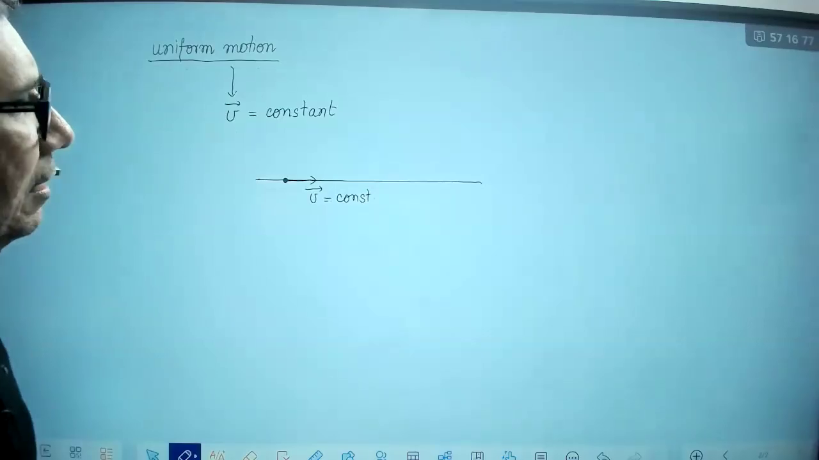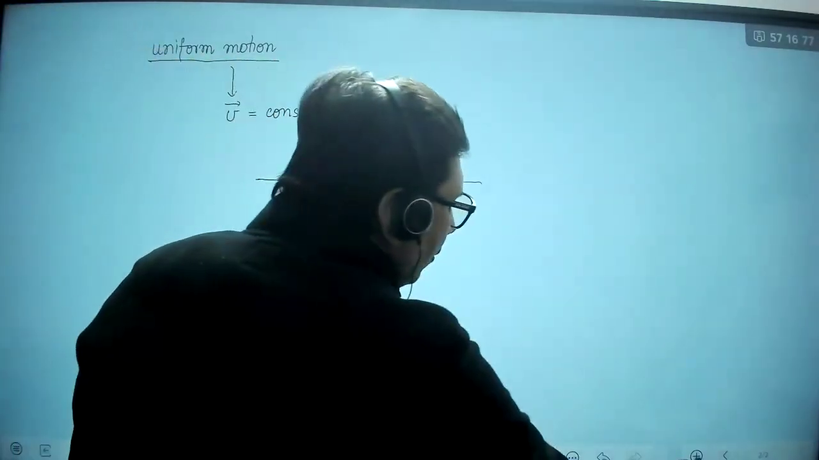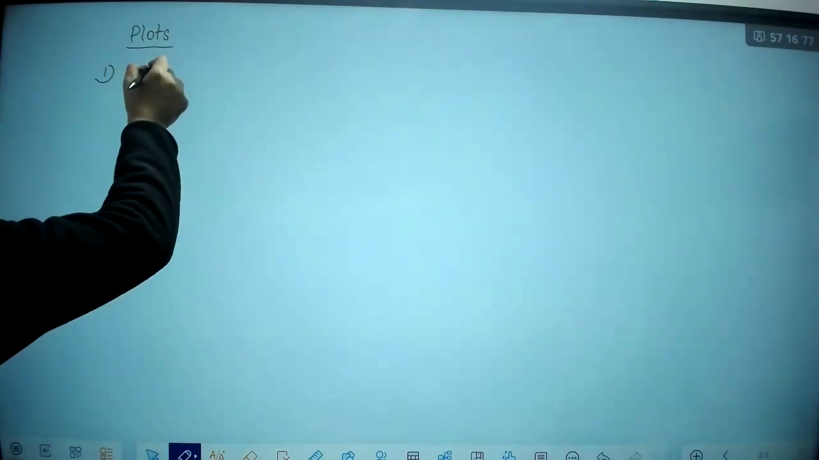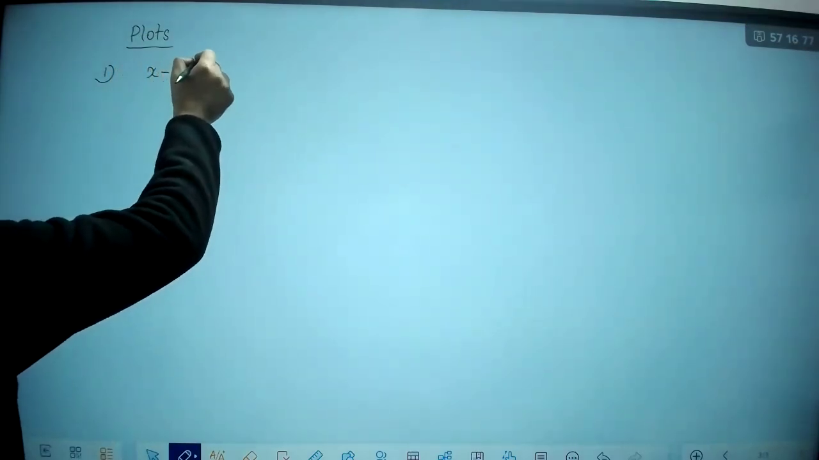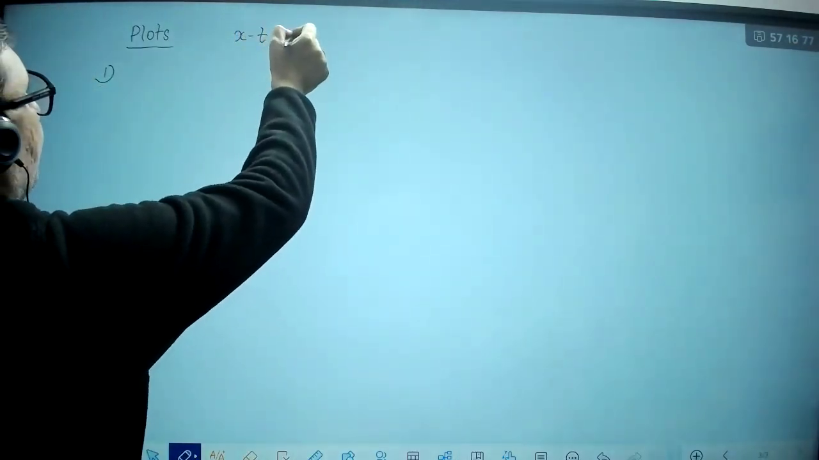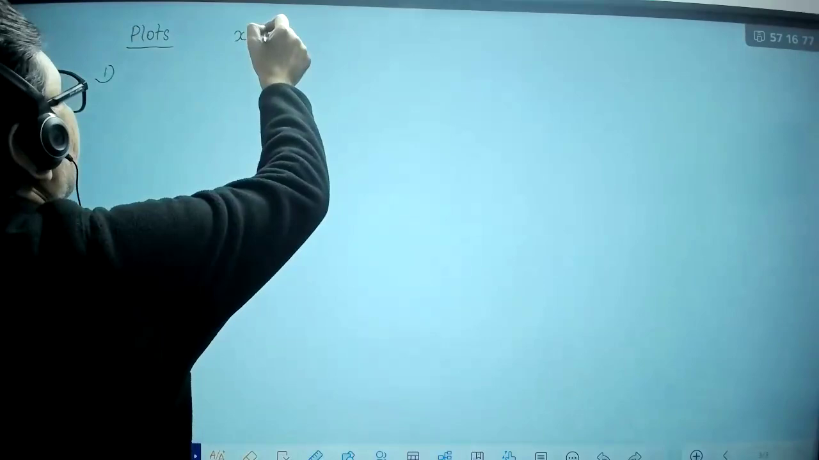Next, come to the graphs. Various types of graphs or plots. The first type of plots which you can observe here are x as a function of time graphs. So first are xt graphs, or rather than graphs, it should be plots, xt plots.